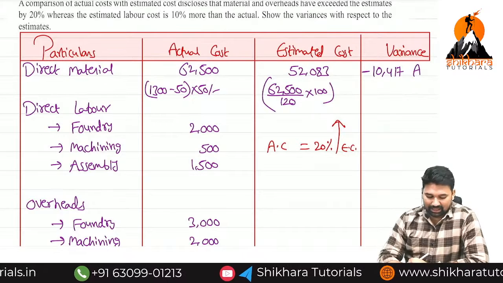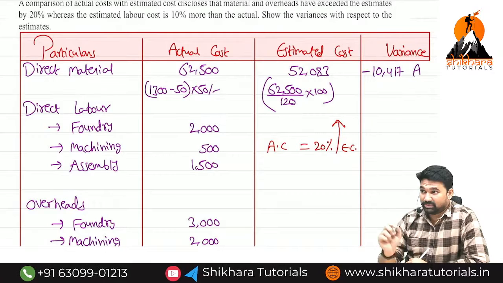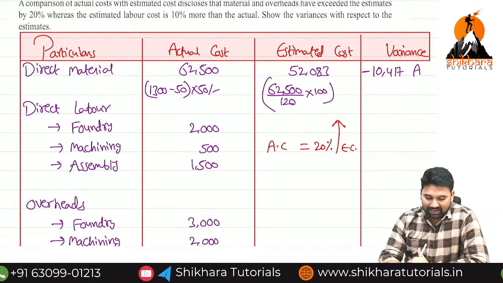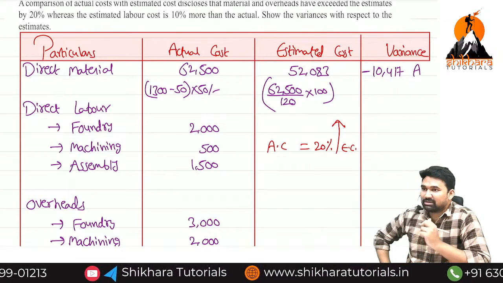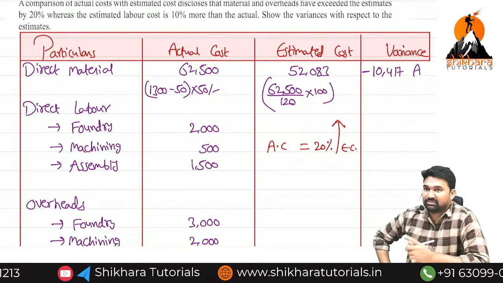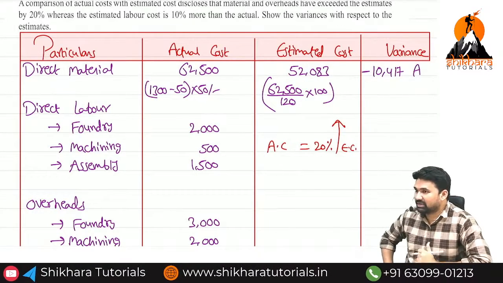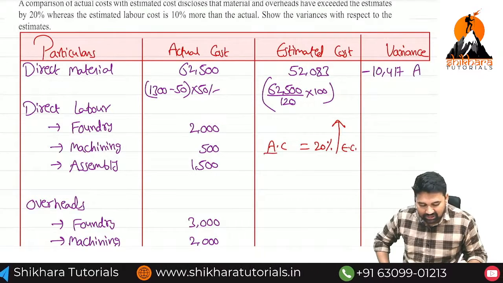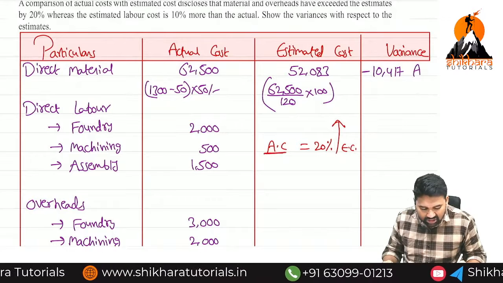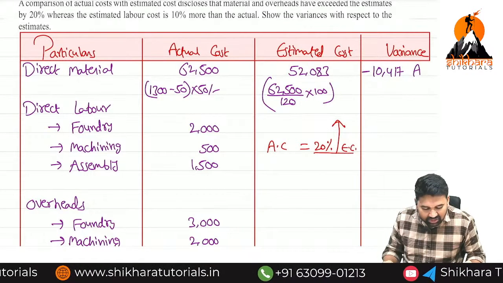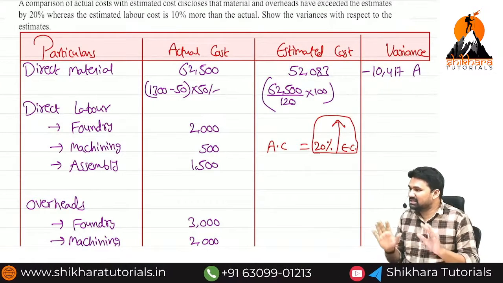See, I am repeating the concept for the third time. You should be very careful. If I again ask how this calculation is arrived at, you should know, otherwise I'll give severe punishment. Why? Because I'm repeating a third time. So the actual cost is equal to 20 percent more than the estimated cost. This is the only link we know.